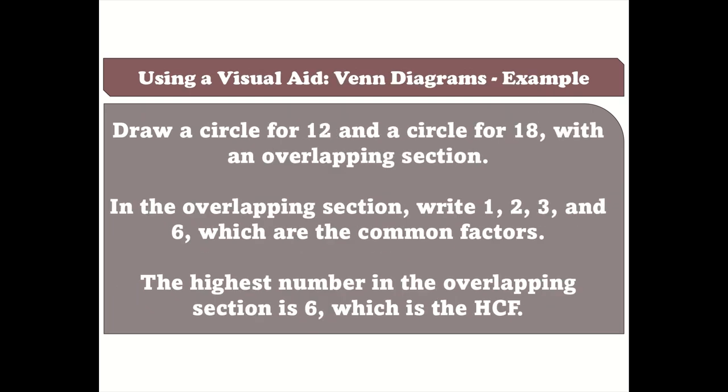Example: draw a circle for 12 and a circle for 18, with an overlapping section. In the overlapping section, write 1, 2, 3, and 6, which are the common factors. The highest number in the overlapping section is 6, which is the HCF.